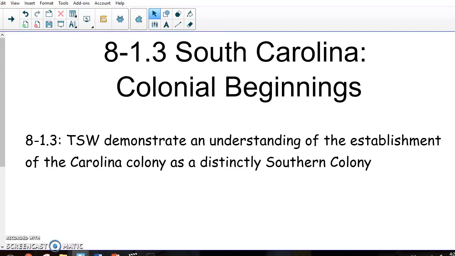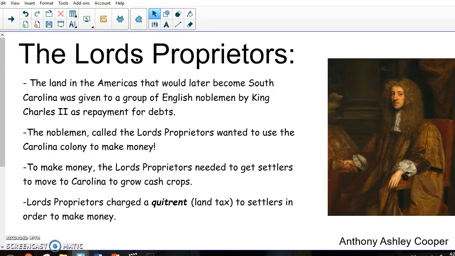As you can see, it tells you that the student will be able to demonstrate an understanding of the establishment of the Carolina colony as a distinctly Southern colony. So you're really going to have to know, how did it begin and how does it fit the bill as a distinctly Southern colony. So let's start off by talking about the Lords Proprietors.